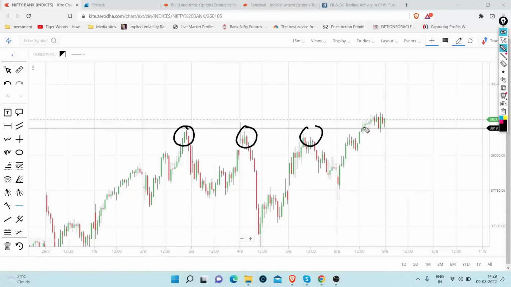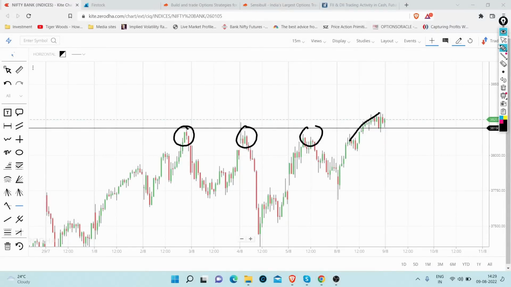And finally, it ended up breaking this 38,200 mark. Once it broke the 38,200 mark, it also took support over here. Every time it tried retesting, it actually bounced back. It not just broke 38,200, but it was also able to sustain above 38,200.